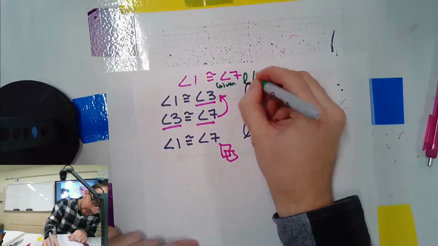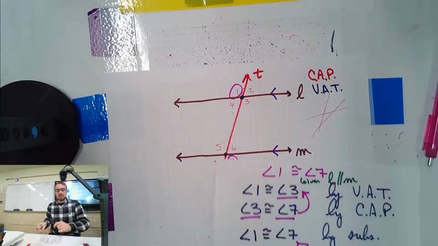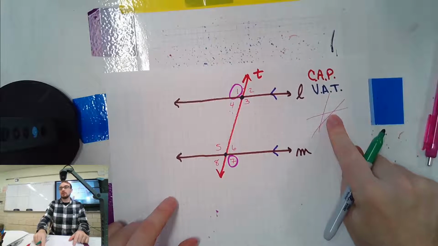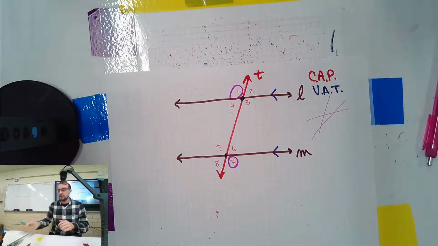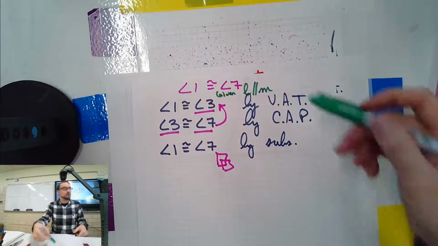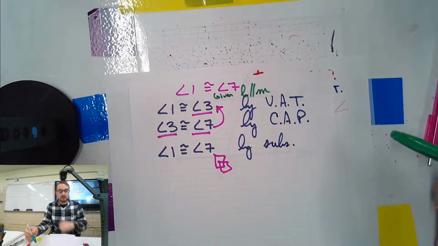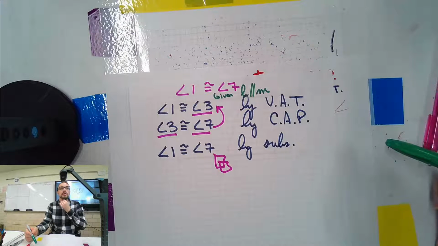Given that L is parallel to M. Right? As long as those lines are parallel, that's going to be a true statement. If they're not parallel, it's not going to happen. Right? We're going to have a mess over here. My final answer? That's the answer. It's the proof. It's the whole thing. To angle 7. Yeah, the thing we wanted to prove, right?